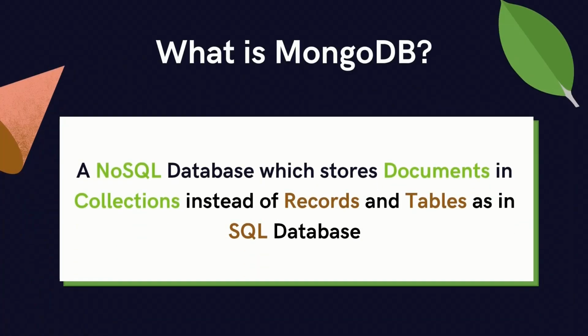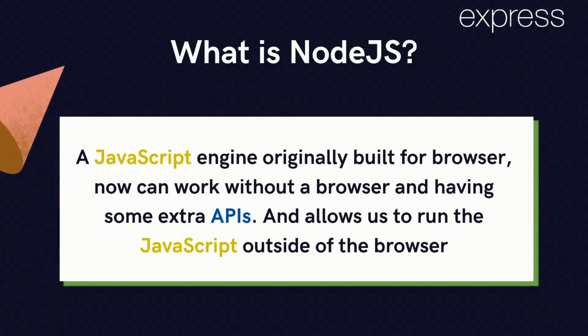So now what is MongoDB? MongoDB is a NoSQL database which stores documents in the form of collections instead of records and tables as in the SQL database. If you are coming from SQL, the collections are the tables and the documents are the records. MongoDB is a document oriented and open source NoSQL database, and it is one of the most popular and widely used NoSQL databases. And now let's move on to Node.js.